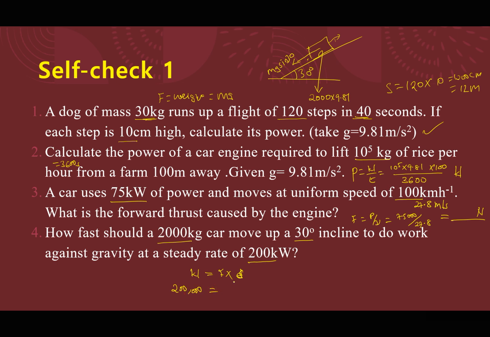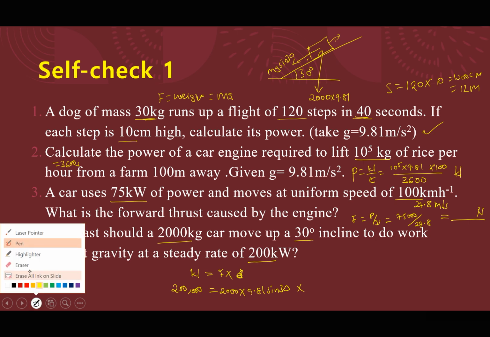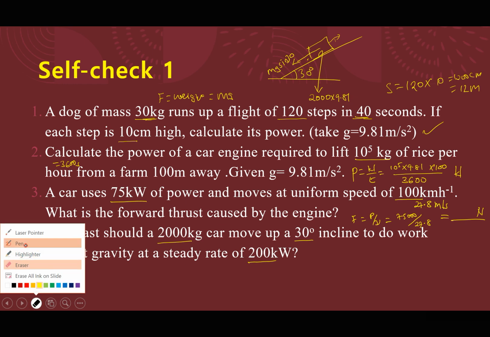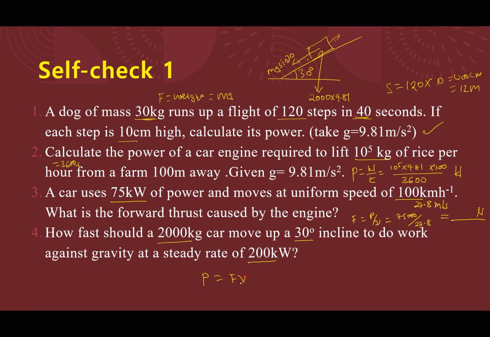200,000. The force is going to be mg sine theta, which is going to be 2000 times 9.81 sine of 30, then times the distance. Oh, sorry, this is power, not work. To do work against gravity at a steady rate of that. So let me just use the expression for power, not the one for work. So power is force times velocity. So velocity is going to be equal to the power divided by the force.